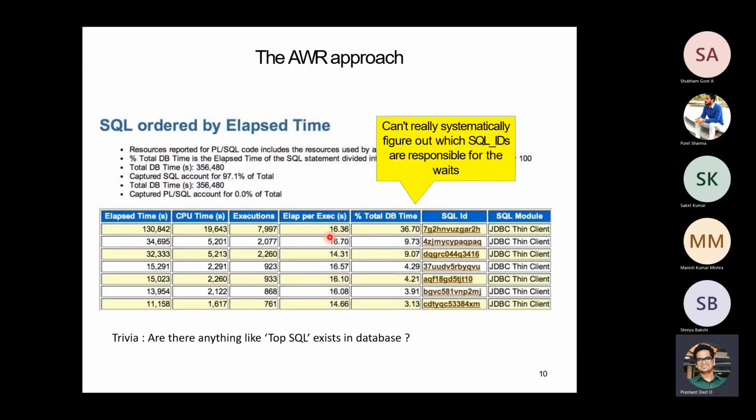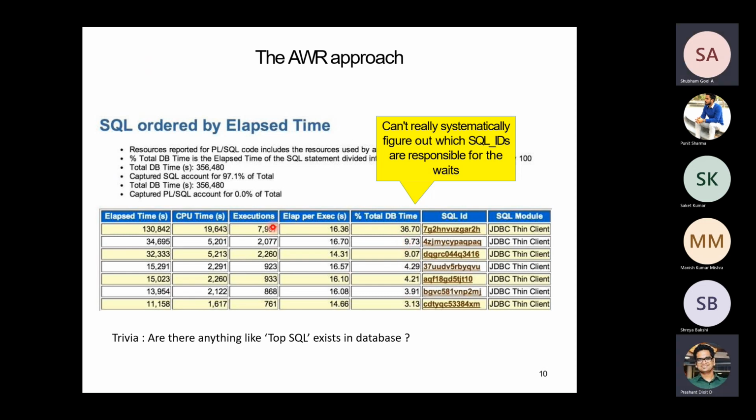All right, now this was the screenshot I captured for that problematic system. This screenshot is a snip from SQL ordered by elapsed time, so the SQLs are sorted on the basis of total elapsed time spent. If you check, the elapsed time per execution of all of these SQLs is almost the same: 16.36, 16.70, and so on. But what makes this one different from the other queries is the total DB time. So you should start first with this particular SQL ID, to see why it's taking 36.70% of the total DB time, though the average elapsed per execution in seconds is almost the same as the rest of the queries.